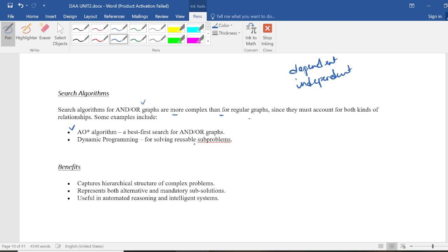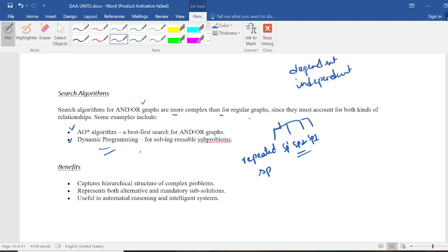Dynamic programming is used for solving reusable subproblems. This can be used where subproblems occur repeatedly and we can use the solution again and again. For example, subproblem 1, subproblem 2, and subproblem 1 again, we can reuse the solutions using dynamic programming.